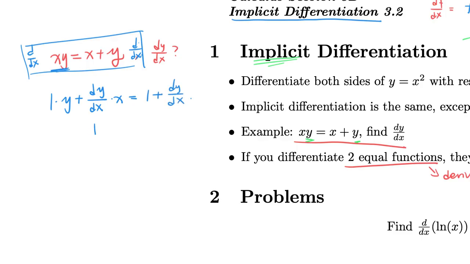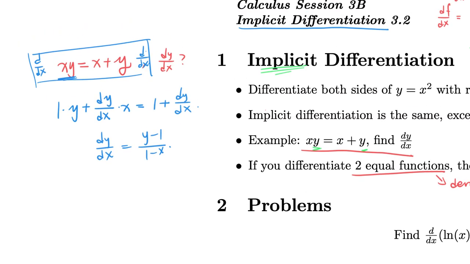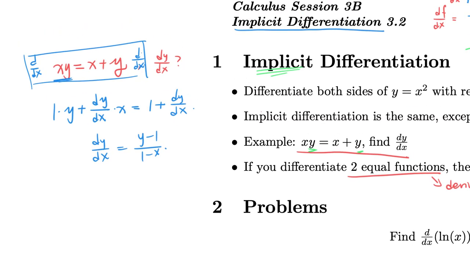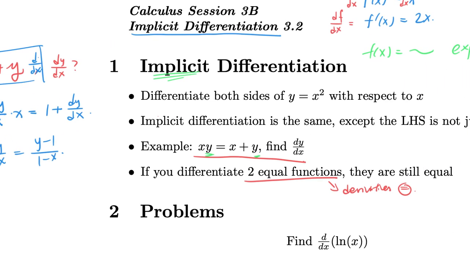Then we can collect the like terms, or isolate dy over dx, and that should give us y minus 1 over 1 minus x. So this is one example of implicit differentiation. Again, the idea is to take the derivative with respect to one independent variable, usually the one that you care about, on both sides, and then you want to isolate the dy over dx.